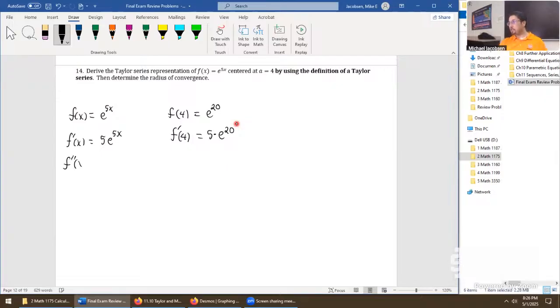Here's second derivative. Chain rule again is going to give us 5 times 5, so 5 squared, e power 5x. So second derivative at the center 4 is 5 squared, e power 20 again. You probably already see the pattern. Each time we do a higher order derivative, we just get a higher order exponent on 5. Let's write it down one more time just to emphasize.